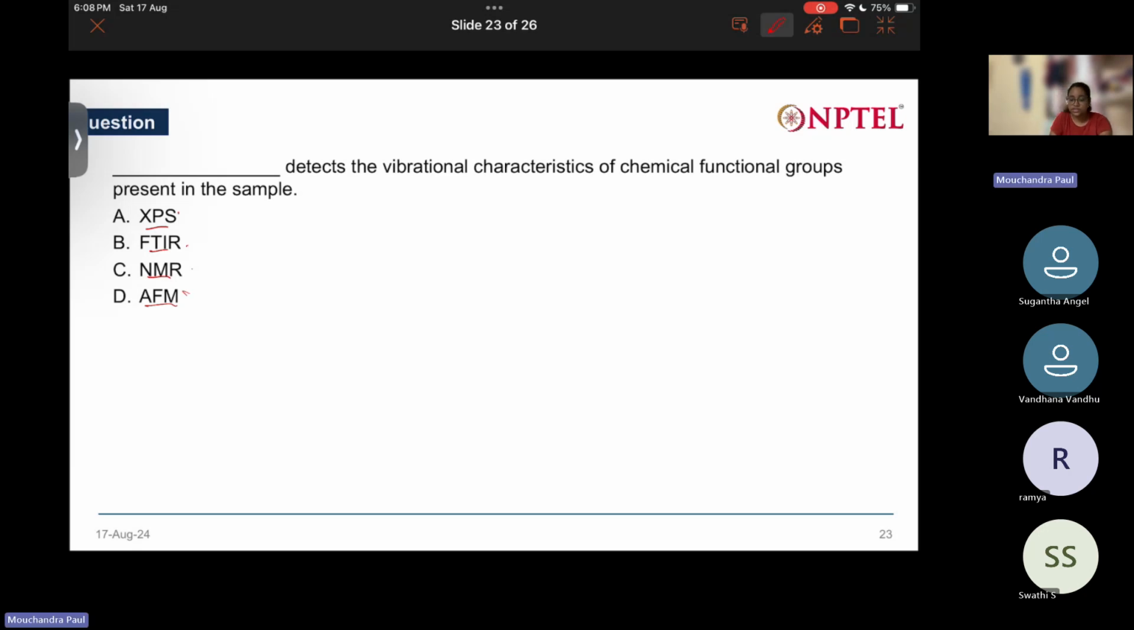Since the question talks about vibrational characteristics, it means you are causing bonds between the atoms to vibrate, and that happens in presence of IR. So the correct answer here is FTIR. Using FTIR, you can detect the vibrational characteristics of chemical functional groups. And I've already shown you in the beginning the FTIR spectrum, how it would look like.